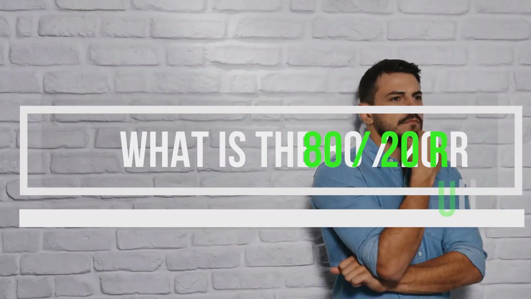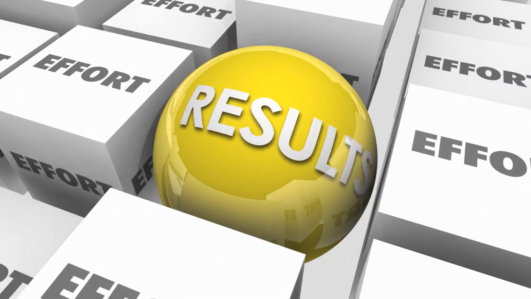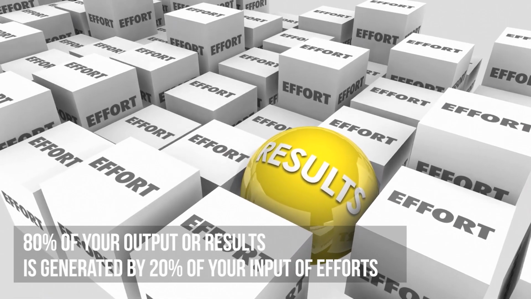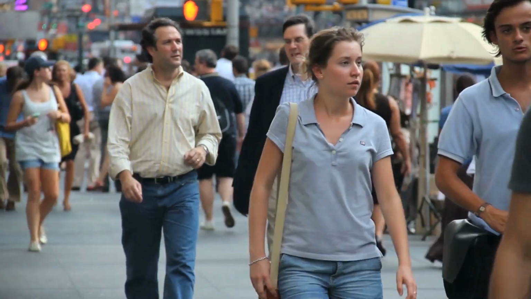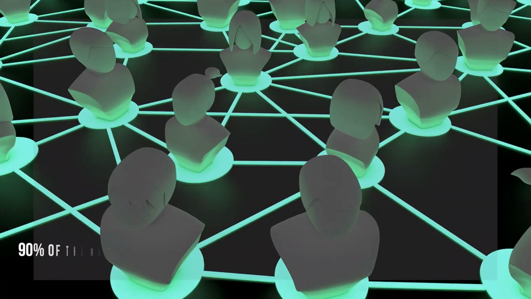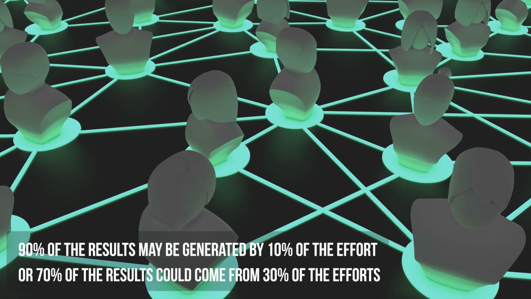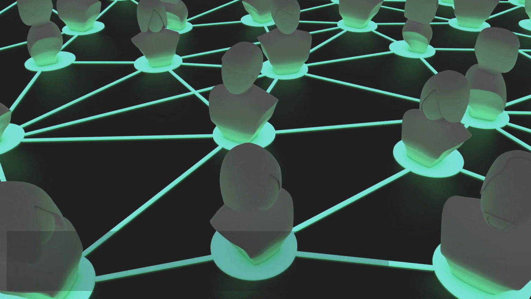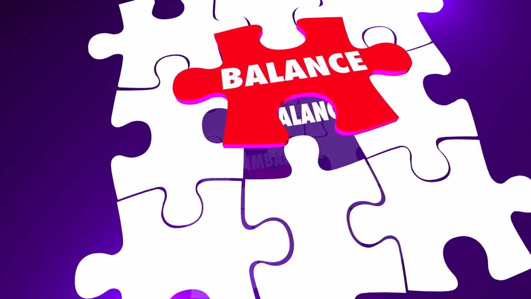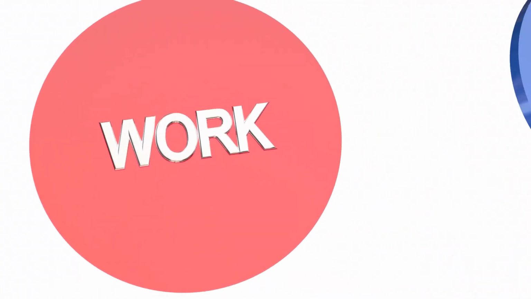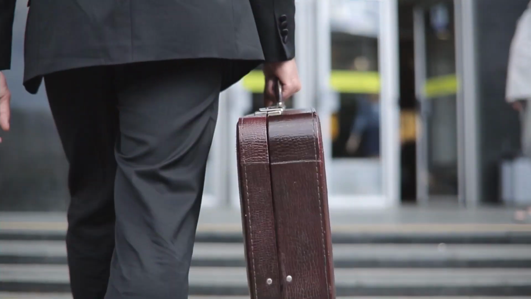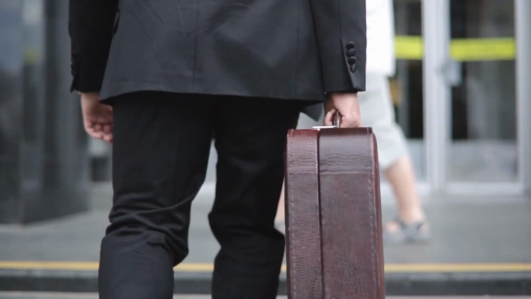Let's get started. What is the 80-20 rule? As earlier stated, the 80-20 rule states that 80% of your output or results is generated by 20% of your input of efforts. The dynamics of this rule is not constant and could vary from individual to individual. In some cases, 90% of the results may be generated by 10% of the effort, or 70% of the results could come from 30% of the efforts. This uneven distribution and imbalance between efforts and results does not in any way mean that life is unfair. Rather, it reveals that you can transform your entire life by channeling your efforts into the right aspects of your life. Most of the work you do only generates a small amount of your overall results.